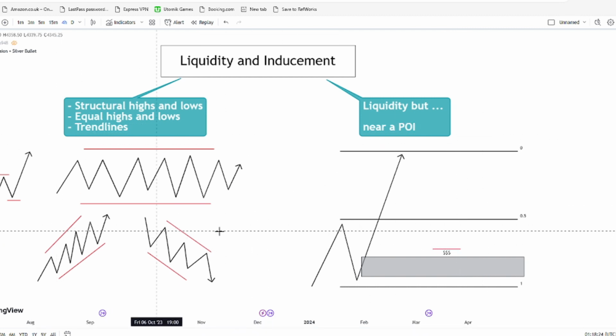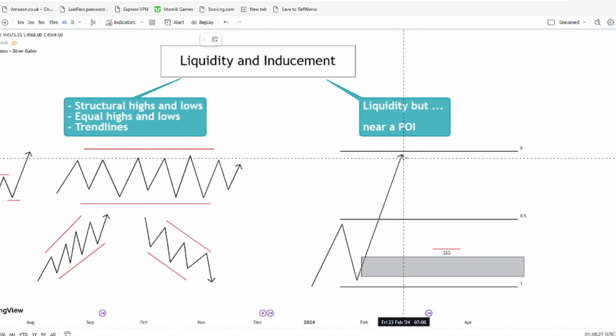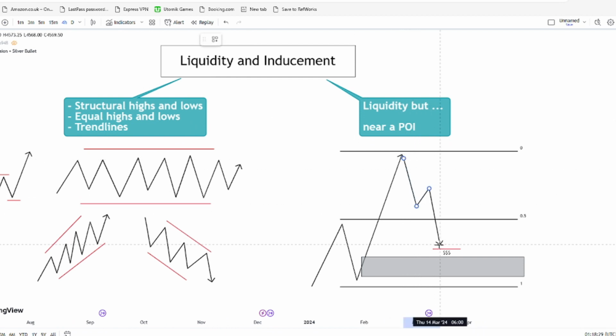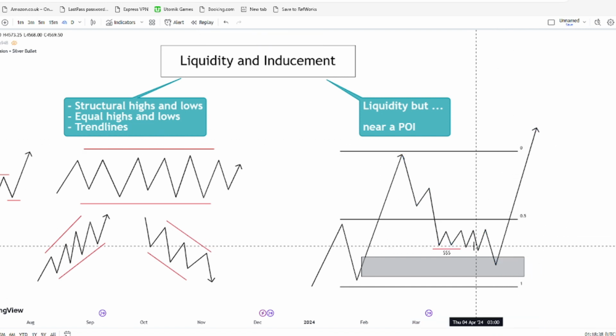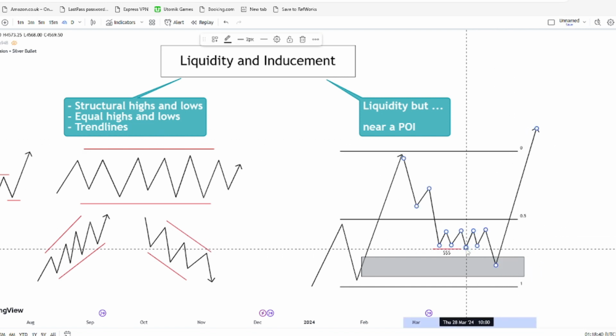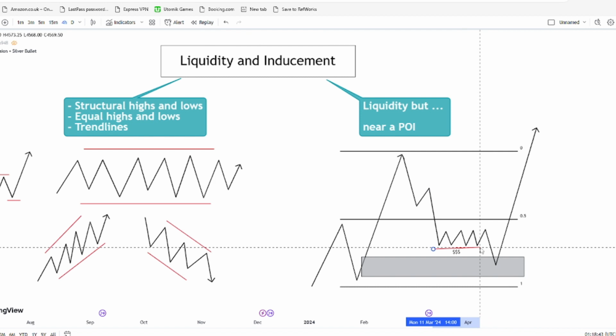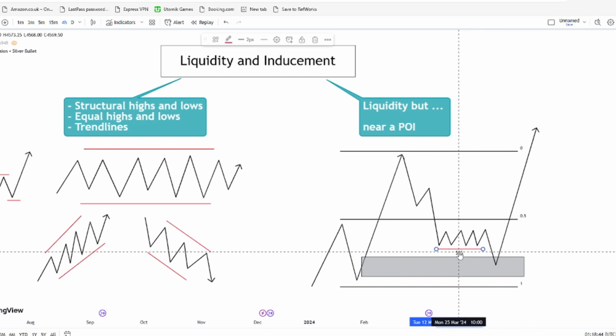But what we're going to see now is the second form of liquidity being produced. We're going to see price come down, and we're going to see price forming equal lows just below our POI. Now we see a mitigation of the POI before it moves higher. So it's the same principles as before, really. We're seeing equal lows being dropped just above the POI.